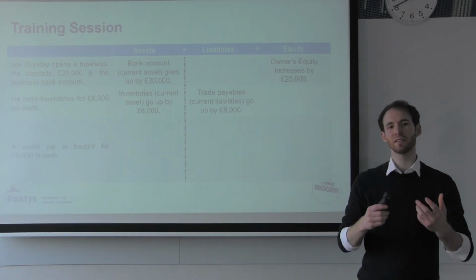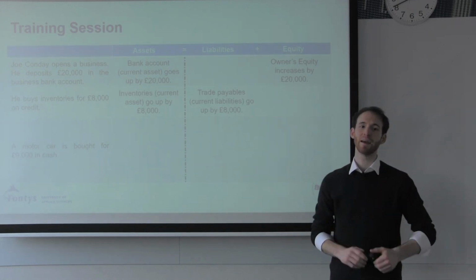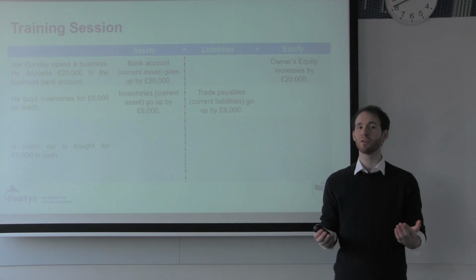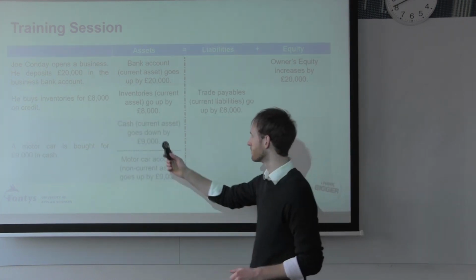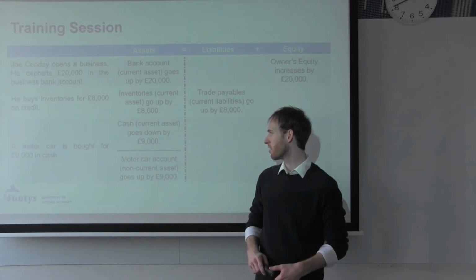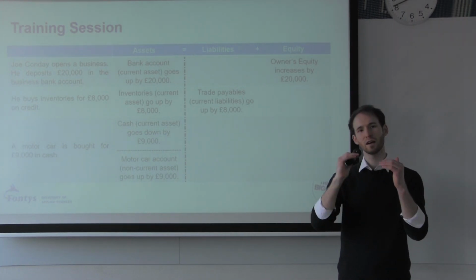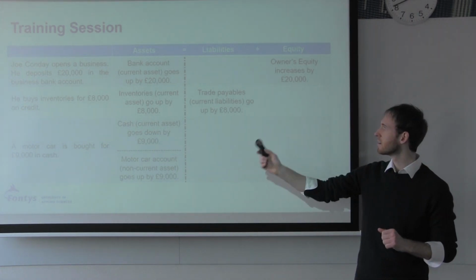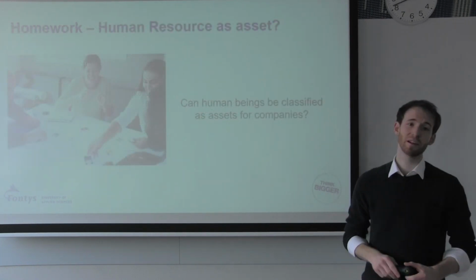And his cash goes down, or the company's cash goes down by 9,000. Cash is also a current asset item, which goes down by 9,000. So as I said, cash as a current asset goes down by 9,000, and the non-current asset of a motor car goes up by 9,000. So it's still in balance, but it's only a transaction affecting the assets and not any other part of the equation. So that was it for the lecture of today.